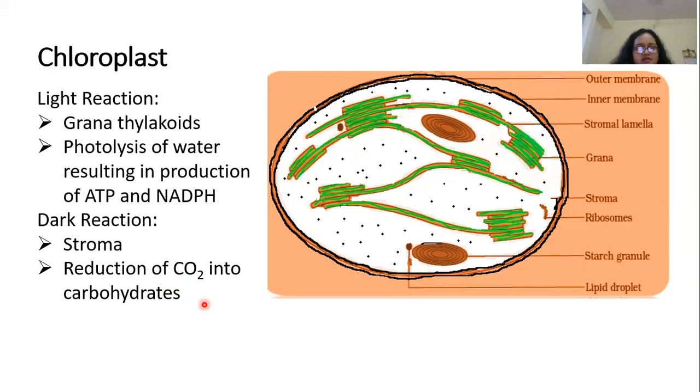So till here we understand where photosynthesis takes place, what is photosynthesis, and what is the structure of chloroplast, and what type of reactions occur in the chloroplast, and in those reactions generally what type of processes are involved.